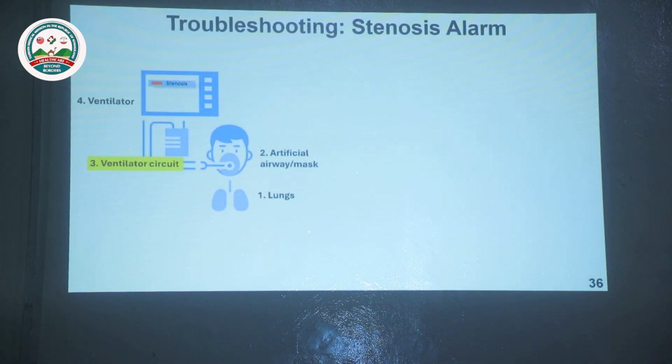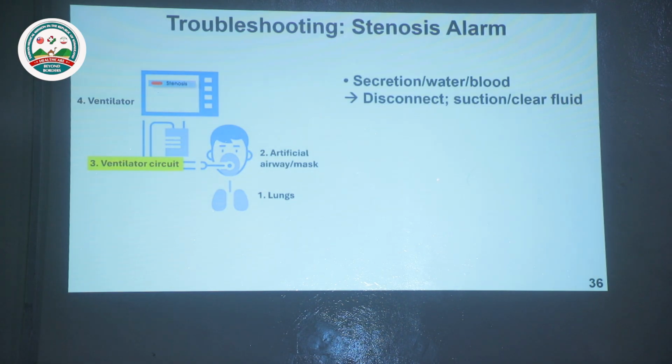And if you don't find any problem with the artificial airway or mask at this level, you go further upstream to look at the ventilator circuit. The common thing is secretion, condensed water, or blood obstructing the circuit. So you just disconnect it, directly suction the sputum in the ventilator circuit and clear the fluid. Next is kinking of the tubing. You need to check the whole tube from the ventilator to the patient, the connecting side, and reposition.